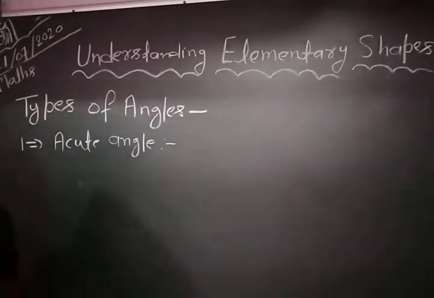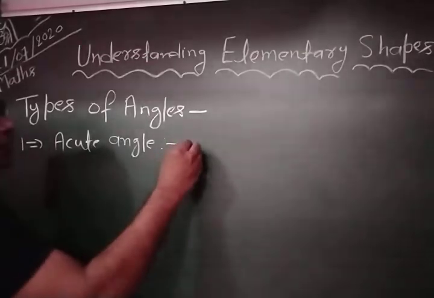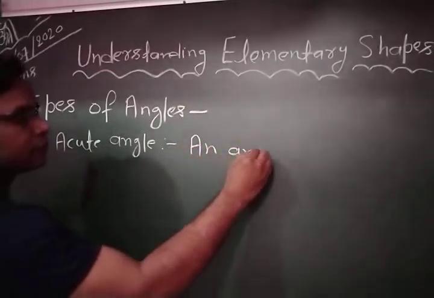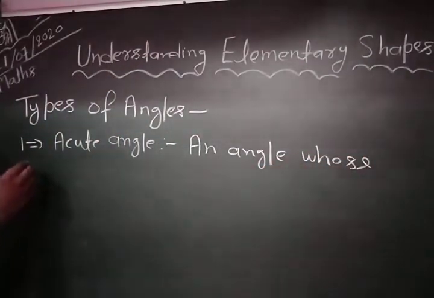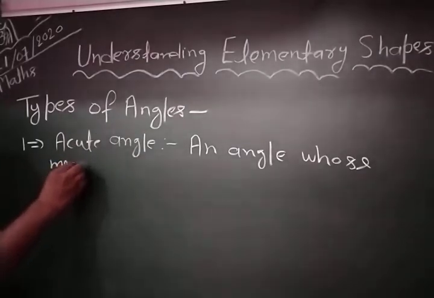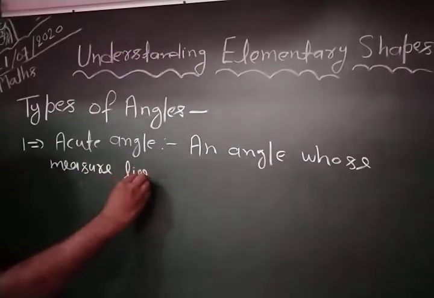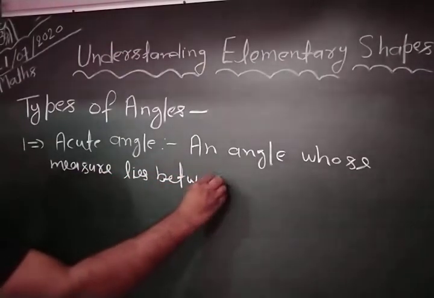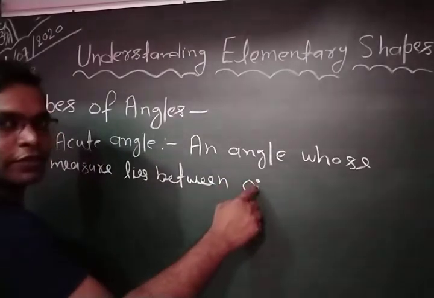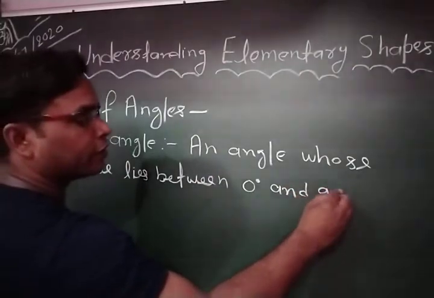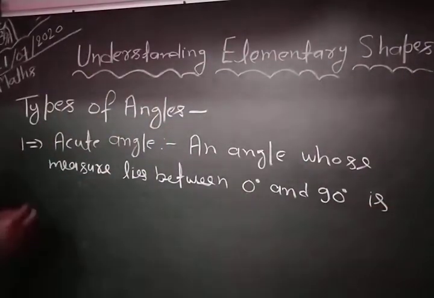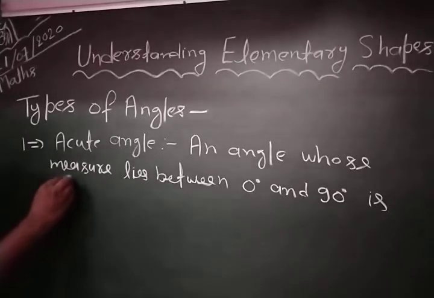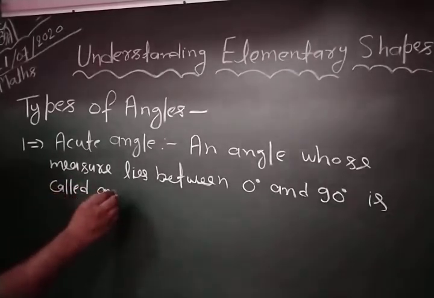So what is an acute angle? An angle whose measure lies between 0 and 90 degrees is called an acute angle. This is called degree.